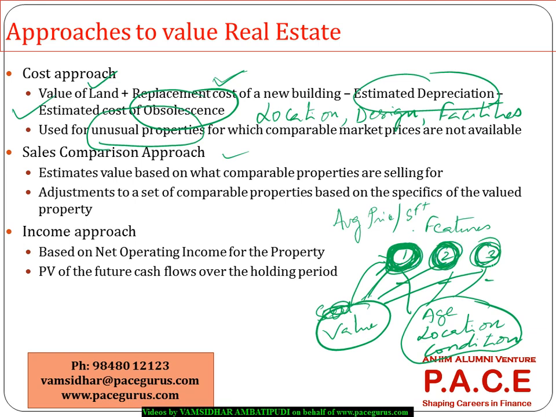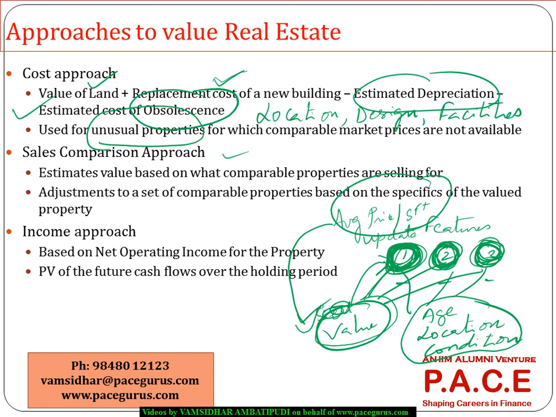So basically I'll take the existing transaction, and update the transaction under the assumption that each of these properties has the same characteristics as the property which I want to value, and arrive at an average price per SFT which I would be using back on my current property to arrive at the price. We'll take a numerical to understand that. So we are trying to compare the prices of various properties along with their characteristics, and based on them we are trying to arrive at a price. And that is what we call the sales comparison approach.